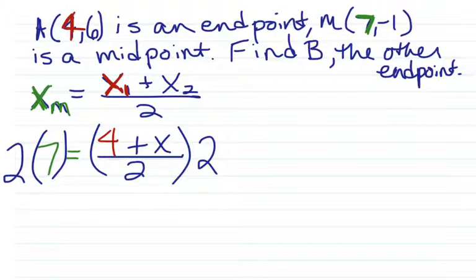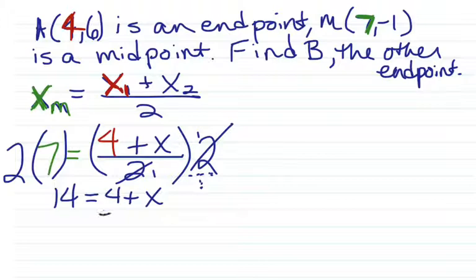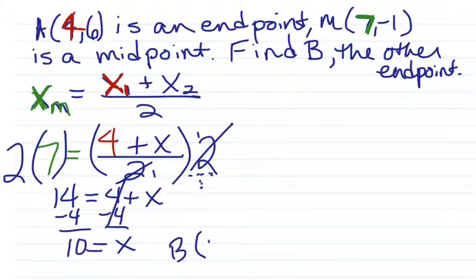So to clear the fraction, we're going to multiply both sides by 2. If it makes you happy, put it over 1. I tend not to show that. Cross cancel over there, so we don't even have to multiply over there. We just have 14 equals 4 plus x. Little baby equation. Solve that, and we get x equals 10.